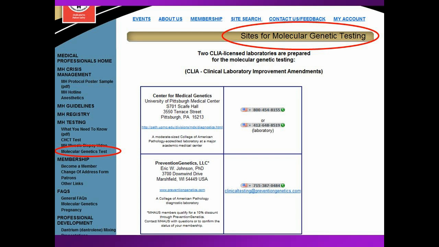Information about the malignant hyperthermia diagnostic testing centers that perform the caffeine halothane contracture test, as well as information about molecular genetic testing for malignant hyperthermia, can be found on the MHAUS website. Callers who call the hotline asking for this information can be referred to the website.